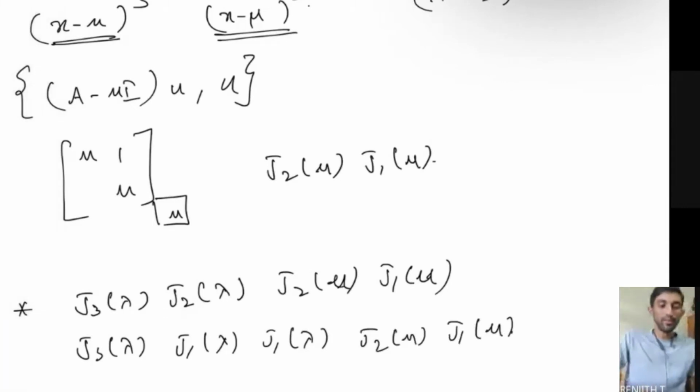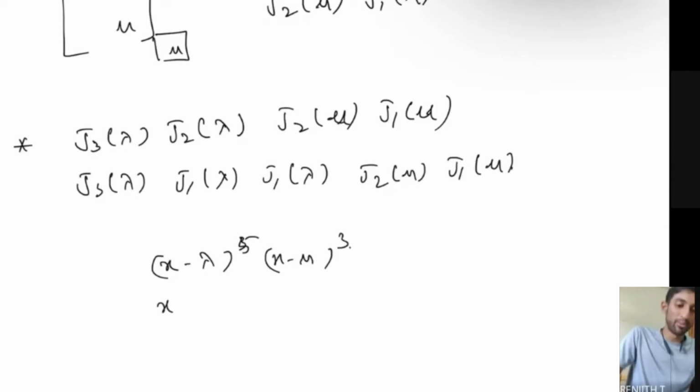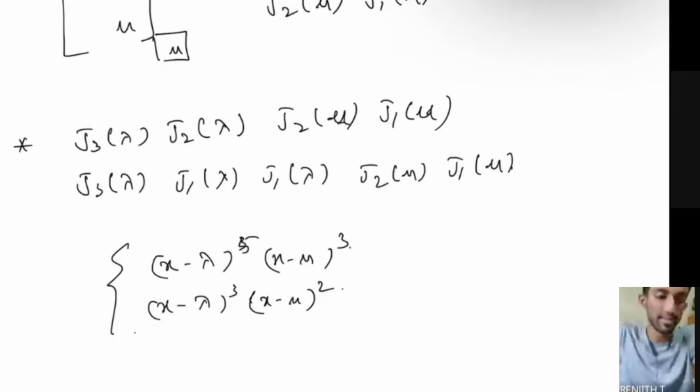So if this is the characteristic polynomial, that is (x minus lambda) to the power 5 into (x minus mu) cubed, with minimal polynomial (x minus lambda) cubed into (x minus mu) squared, if you have a characteristic polynomial and minimal polynomial like this, then you have two options for the Jordan canonical form, this one and this one. So these are the important parts.